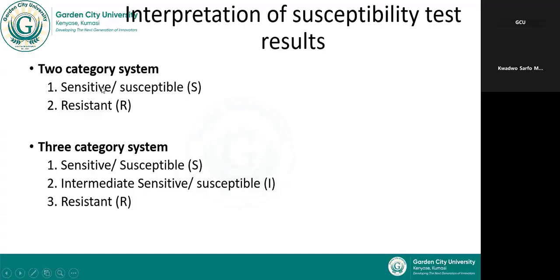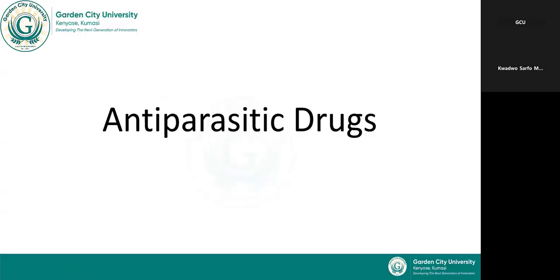Because if you are using the two-category system and there's no intermediate, you'll be recording those intermediate as sensitive. So the clinician will not know which ones to increase the dosage, and the patient may come back with the same condition. All right, so maybe you can check with them, and then in our next meeting, you can share with us.